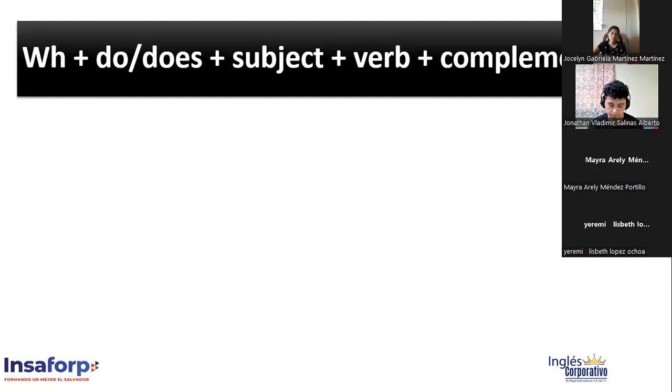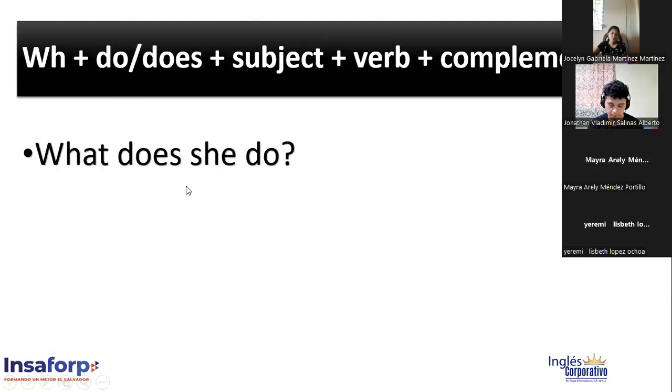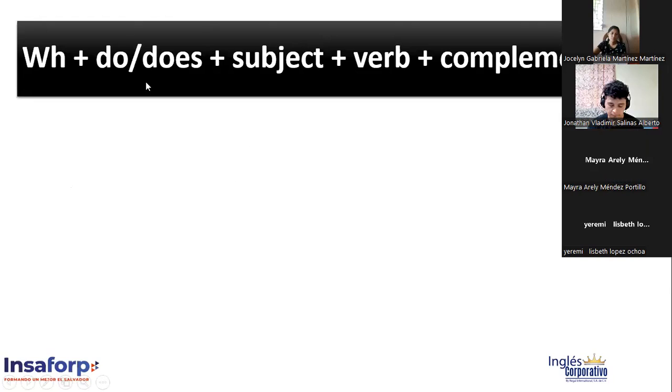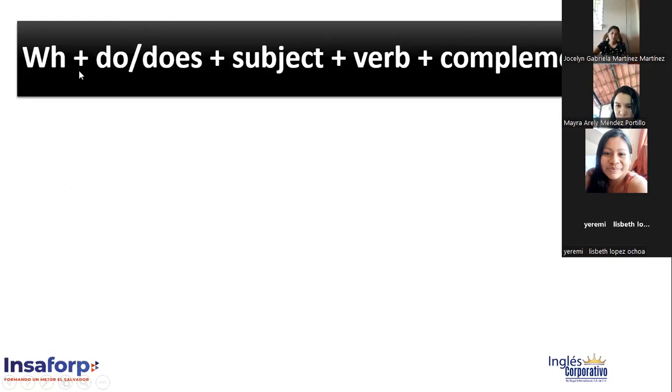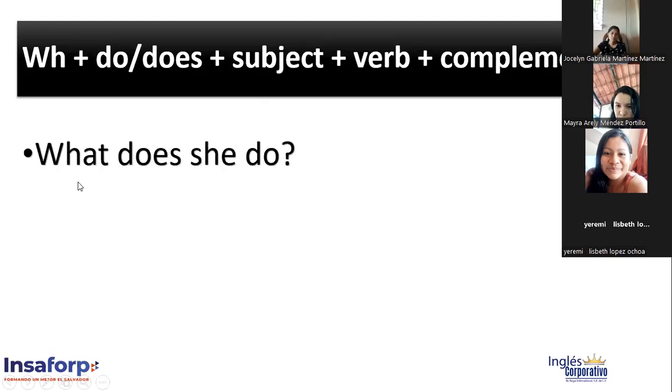Exactly. Which, how, and others. So, then we have the auxiliary, do or does, the subject, the verb, and the complement. Es como las preguntas yes, no questions, como las preguntas de sí, no, que ya vimos, hemos estado viendo. Lo único que se va a hacer es agregarle the W, which word, okay?